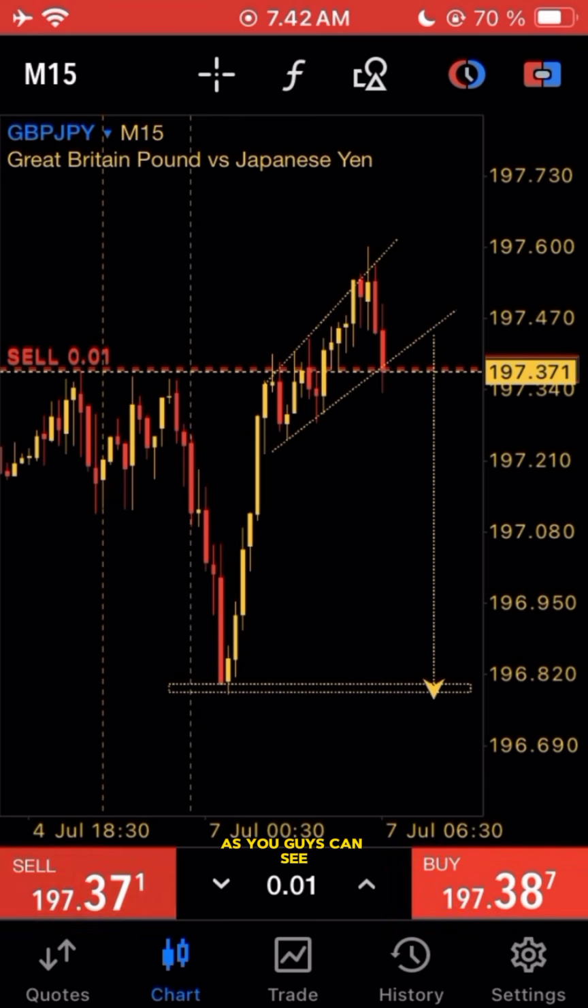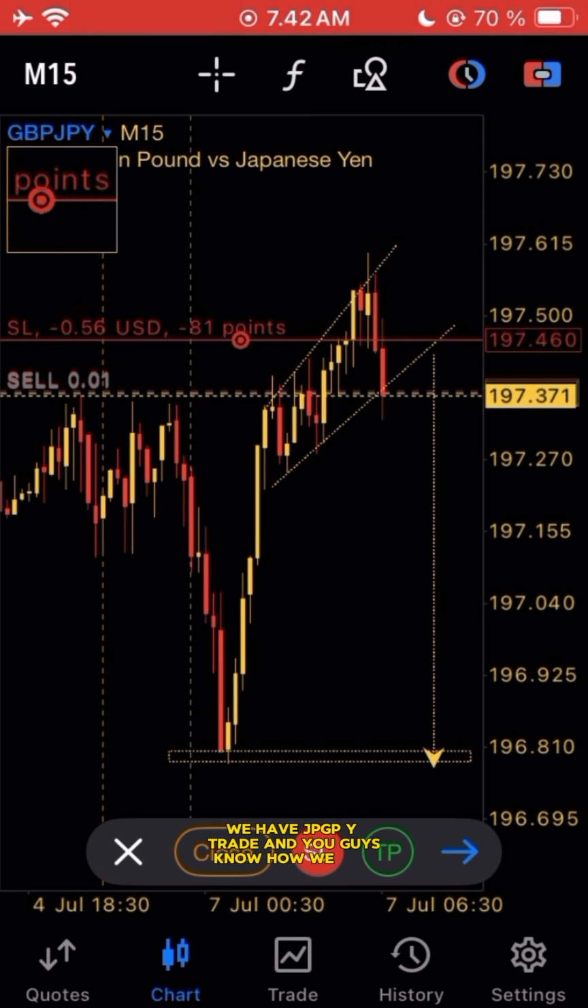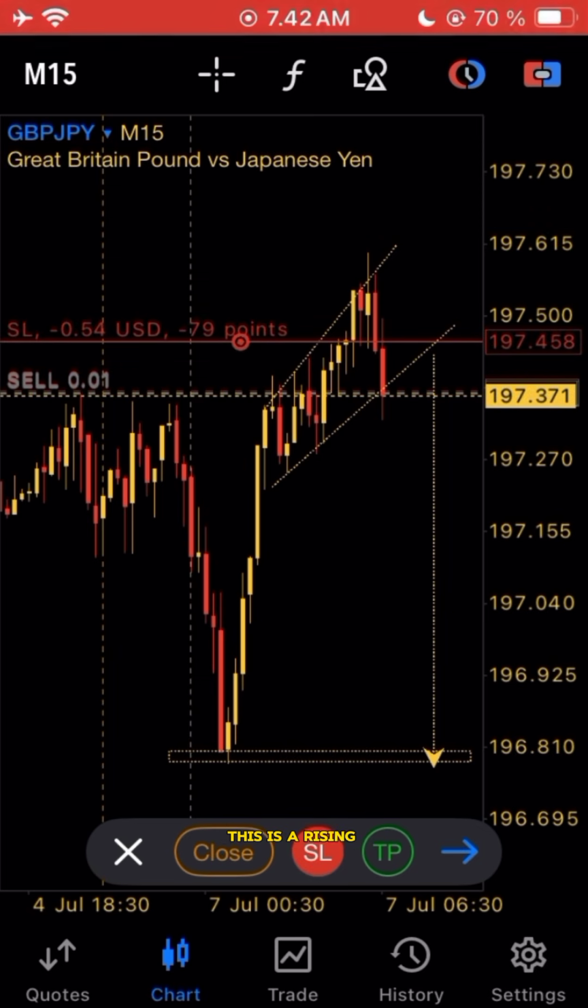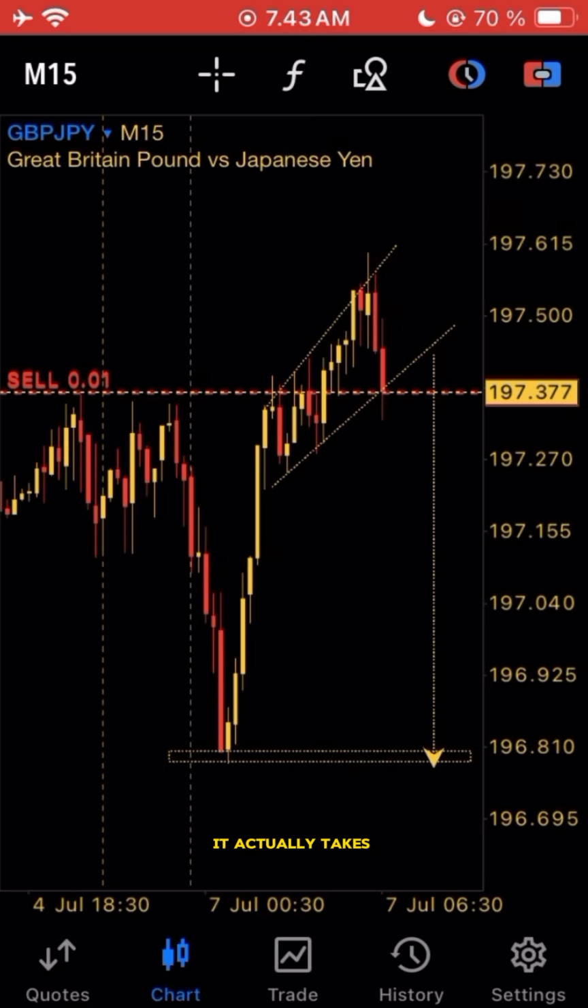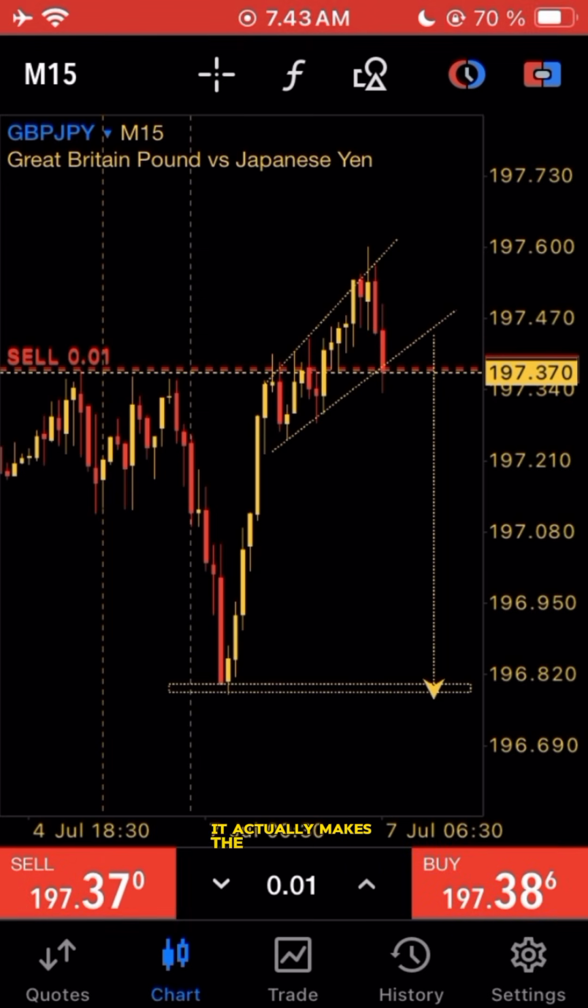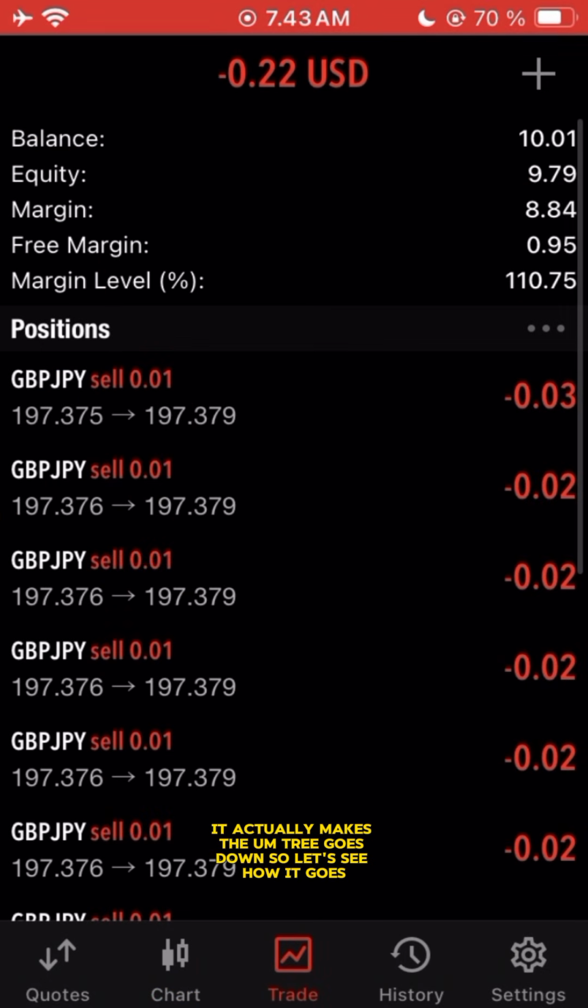As you guys can see, we have a GBPJPY trade, and you guys know how we take this trade. This is a rising wedge, and what does it do? It actually takes a trade down. So let's see how it goes.